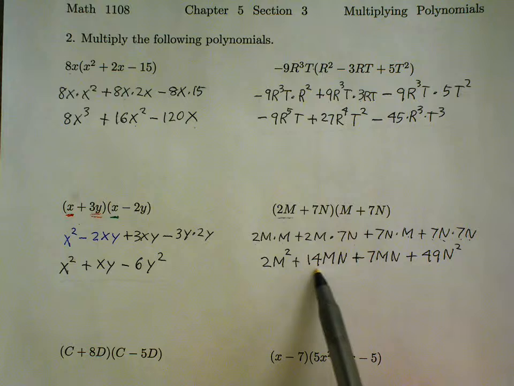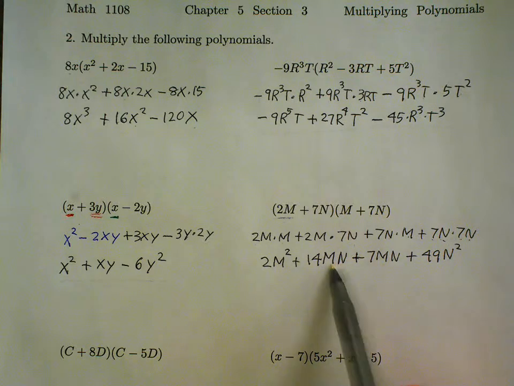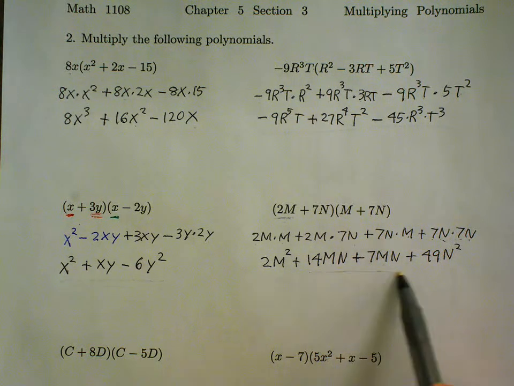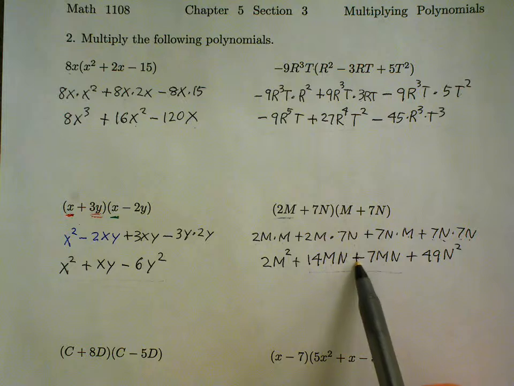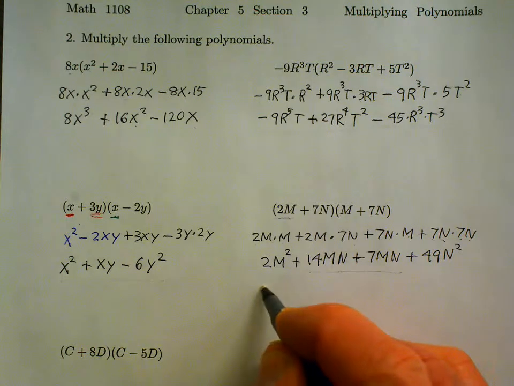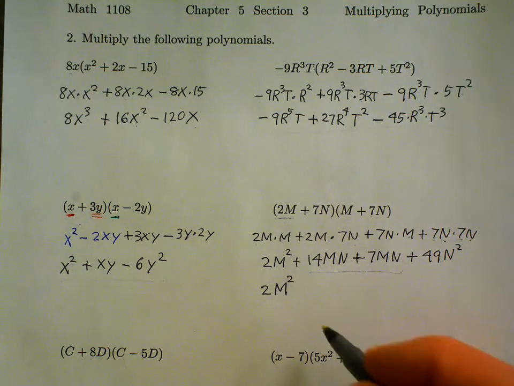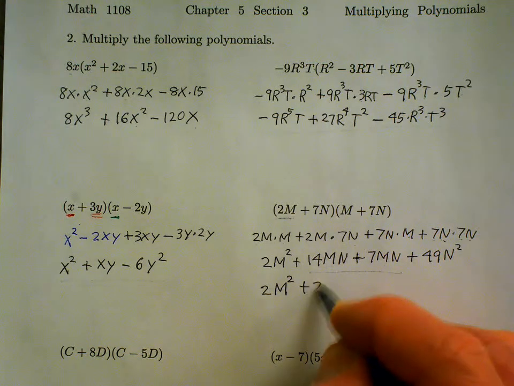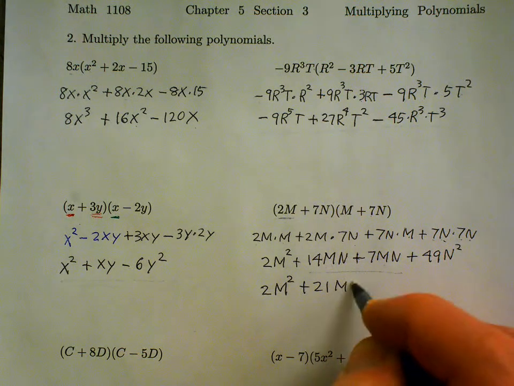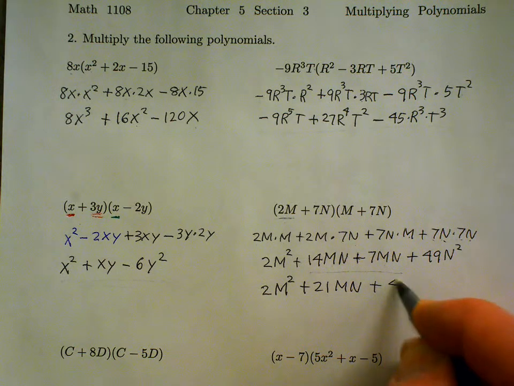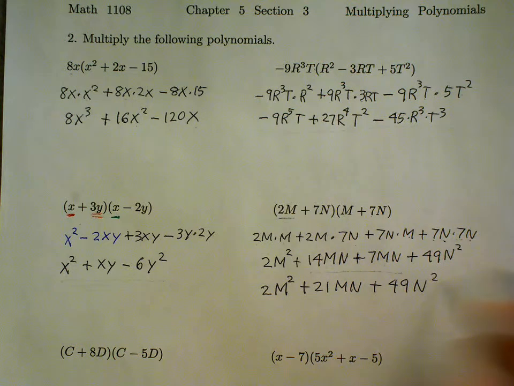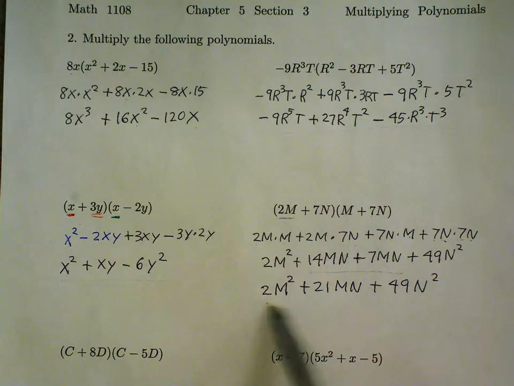Notice that the two middle terms, the second term and the third term, are like terms. So we can combine them by adding. And so our simplified product is 2m to the second plus 21mn plus 49n to the second. That's as far as we can go on that multiplication.